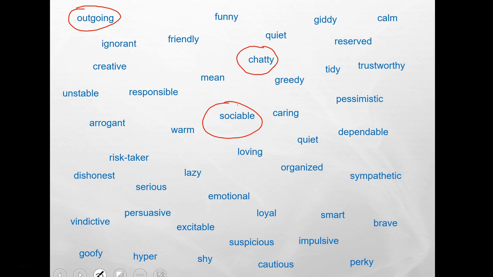sociable, and then any traits that would go hand in hand with that, perhaps. Maybe it doesn't mean the same thing as talkative, but people who are outgoing get along easily, blend in easily with other people. So maybe you can find some terms up there that would go with that.